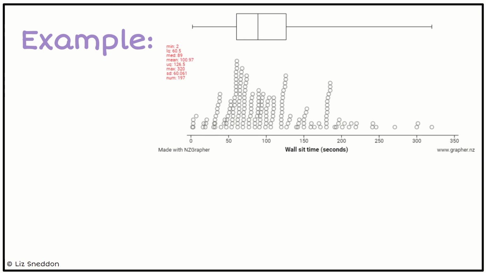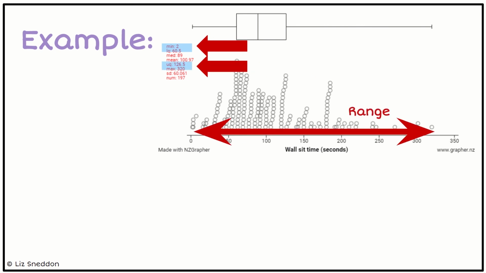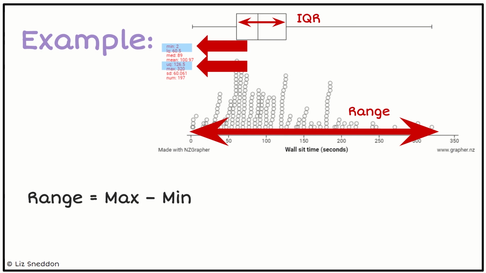Let's have a look at a second example. So again, notice we've got our minimum and lower quartile values and our maximum and upper quartile values. Our range is the distance from the top to the bottom, biggest to smallest, and our interquartile range is the middle 50%. So let's calculate.